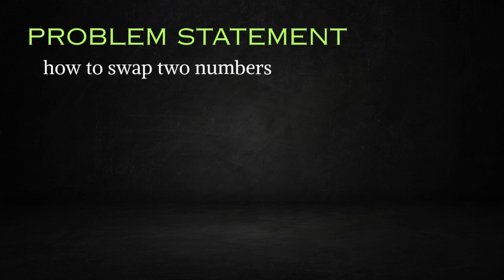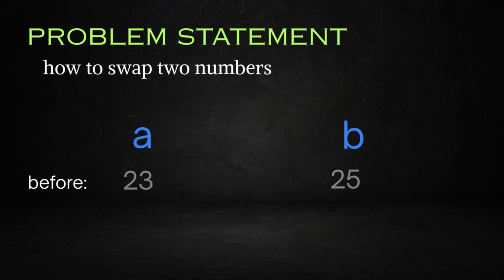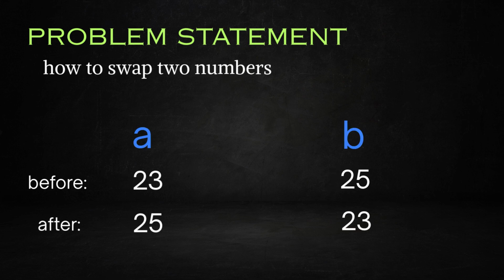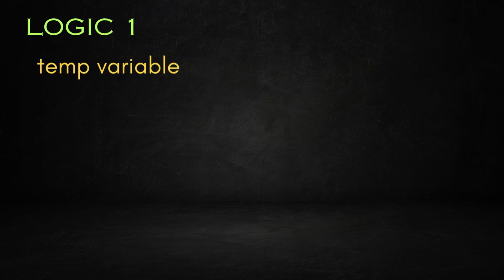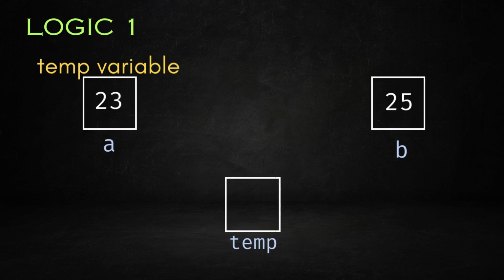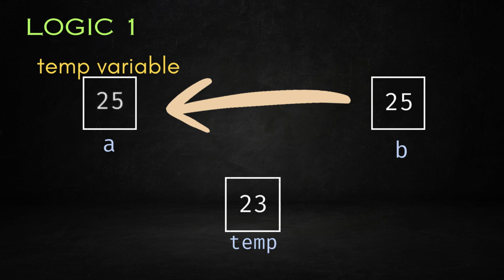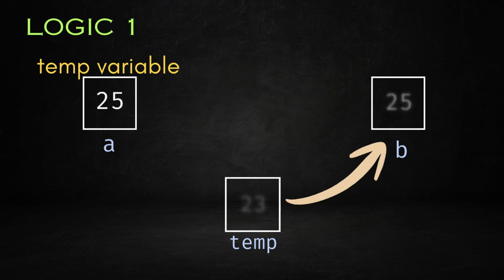The problem is simple. We are given two numbers. Our task is to swap their values. Let's begin with the most basic method. This is the most common and easiest method, using a temporary variable. First, we store the value of the first number inside a third variable. Then we assign the second number to the first and finally the temporary value to the second.